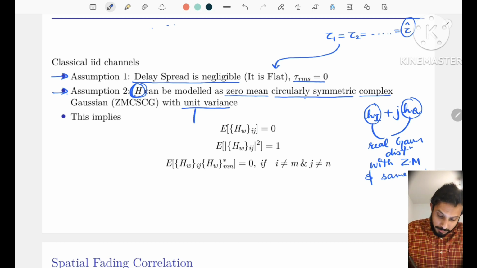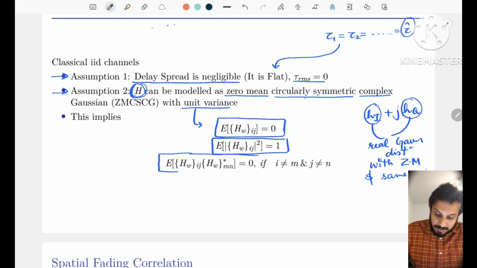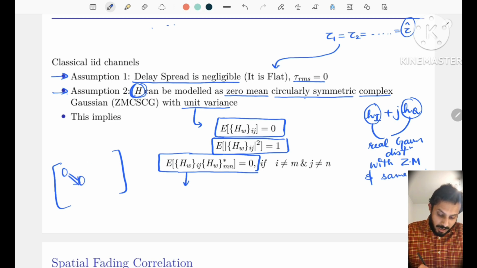It also means that every element of H has zero mean, every element has a unit variance, and every element is independent of the other elements. That means if this is the channel matrix, and we pick out any two values, they will be uncorrelated. So as a result, this HW matrix is an uncorrelated matrix.